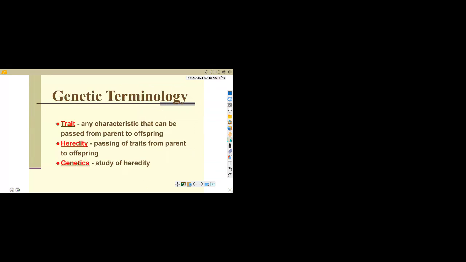Now, here we go. These are those words that you have to know. Write all three of them down. A trait is any characteristic. Heredity, the passing of traits from parents to offspring. Genetics is the study of passing traits. So write these words down in your journal.